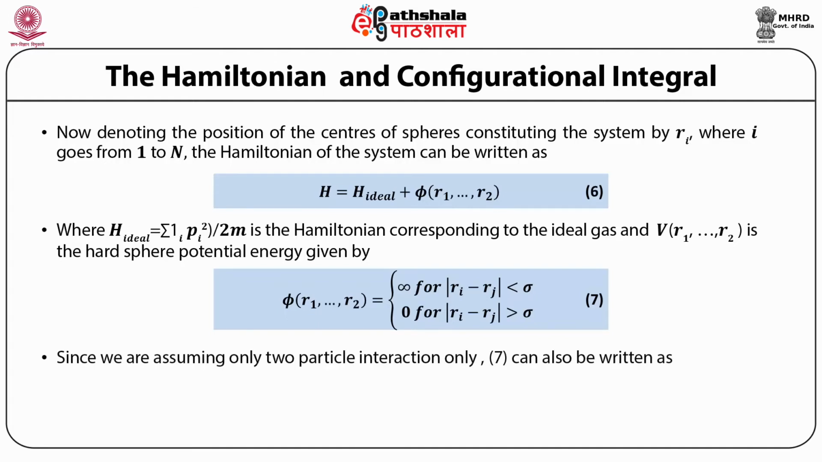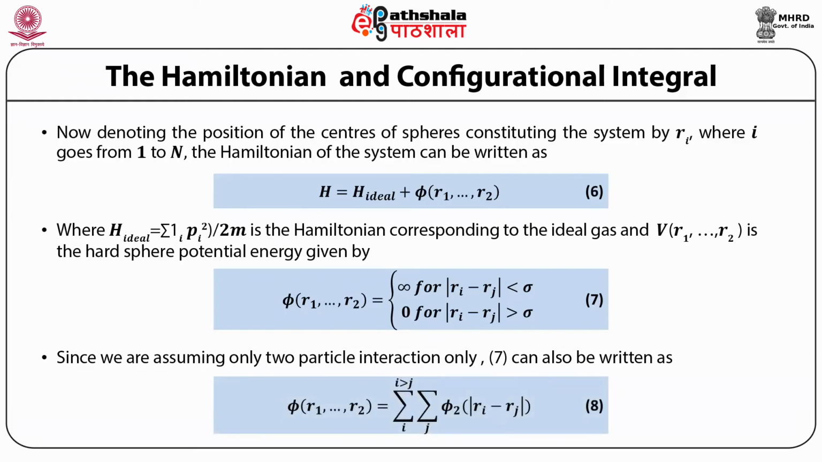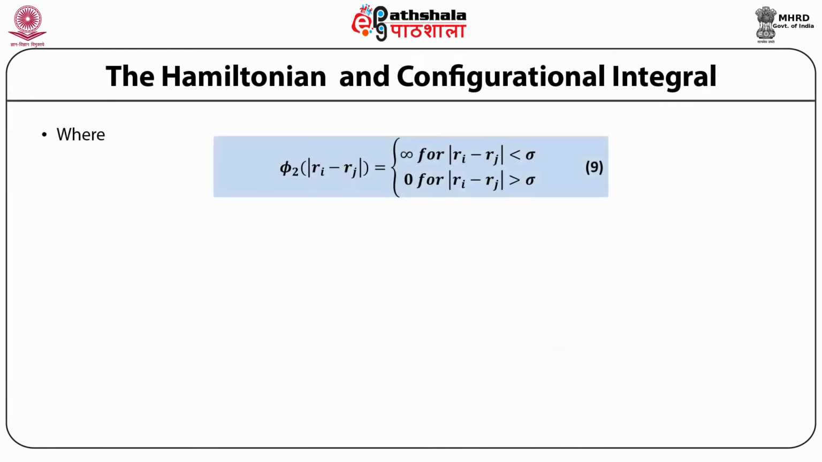Since we are assuming only two-particle interactions, equation 7 can also be written as summation over i greater than j, summation over j, phi 2 as a function of modulus of Ri minus Rj, where phi 2 of Ri minus Rj is equal to infinity for modulus of Ri minus Rj less than sigma and is equal to 0 for modulus of Ri minus Rj greater than sigma.